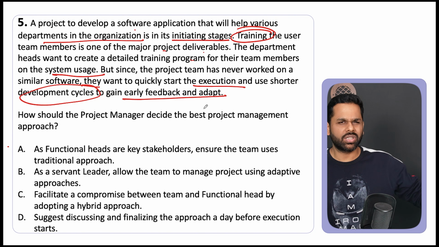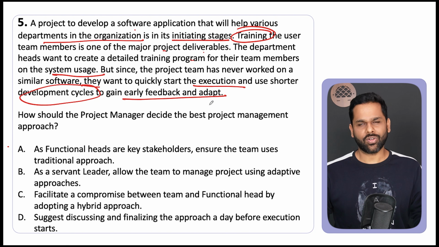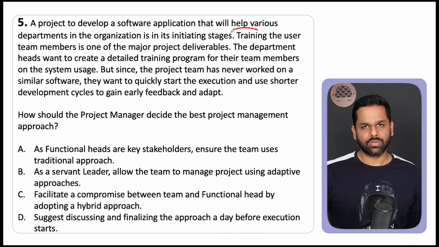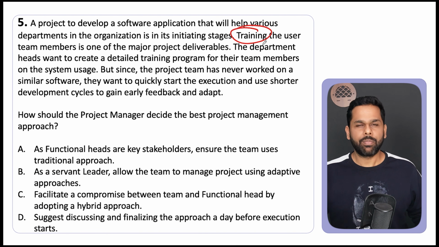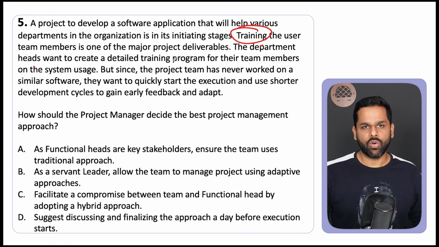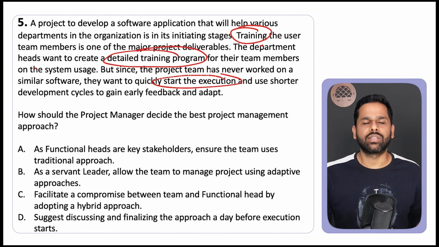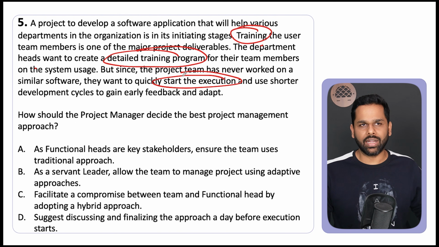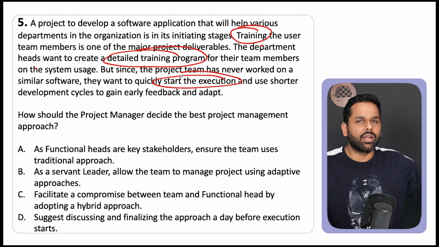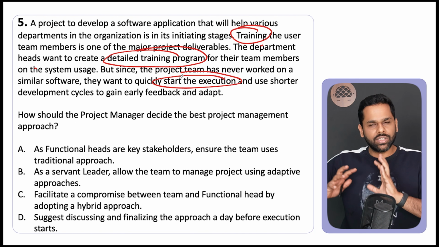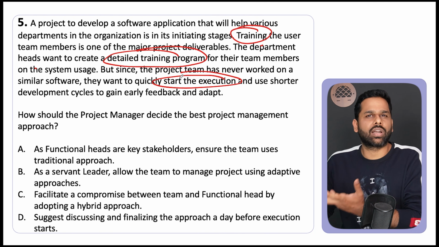Very similar to, I think, question number 3, where again there's a conflict, right? Training is one of the important deliverables, that is one of the information given. Department heads want a detailed training program, and the team wants to quickly start the execution. So they're saying, we'll start training and then we'll realize what addition or what subtraction is to be done in the training, and we'll do that. But at least we start, we get a feedback whether the users are learning or not.